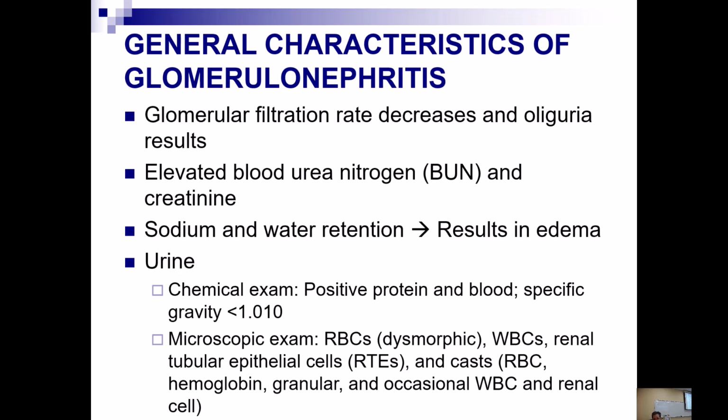We're also going to see on microscopic exam white cells, renal tubular epithelial cells, and we're going to see casts. And we're going to see red cell casts, hemoglobin casts, granular, and sometimes some white cell casts, and sometimes some renal cell casts. And so the farther along the glomerulonephritis goes, the worse it gets, the worse the cast formation is going to be.